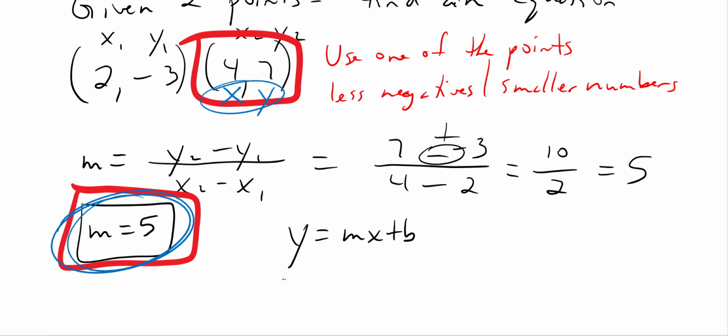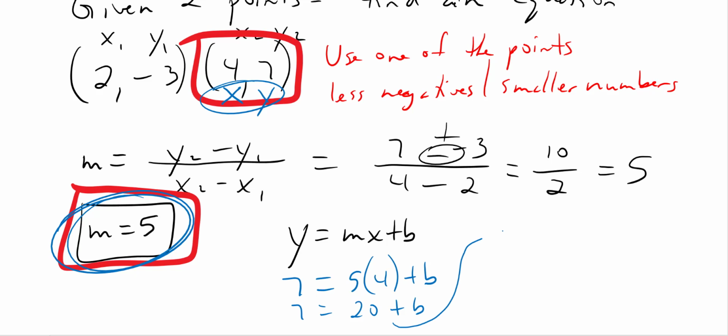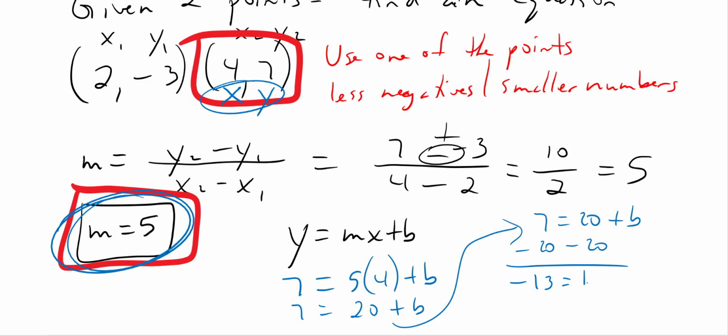So y, so it's 7 is equal to 5 times x, which is 4, plus b. So 7 is equal to 20 plus b, and what do you do to both sides? You subtract 20. So I'm going to actually just go put it over here. So I'm going to subtract 20 from both sides. So let me write this over here. So I'm going to subtract 20. A little crazy, but it's negative 13 equals b.